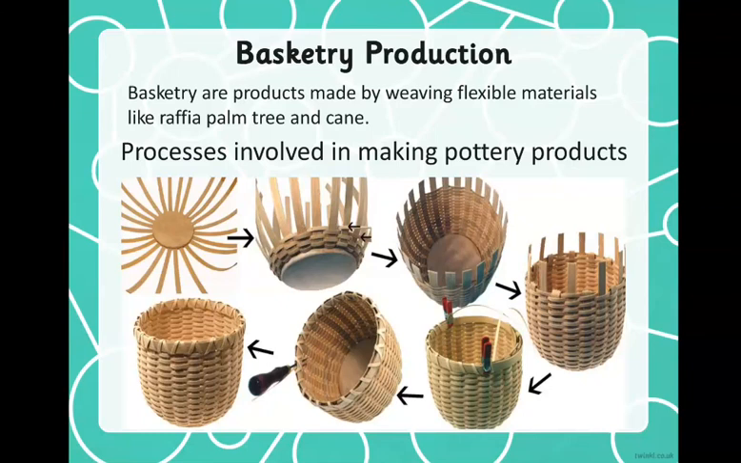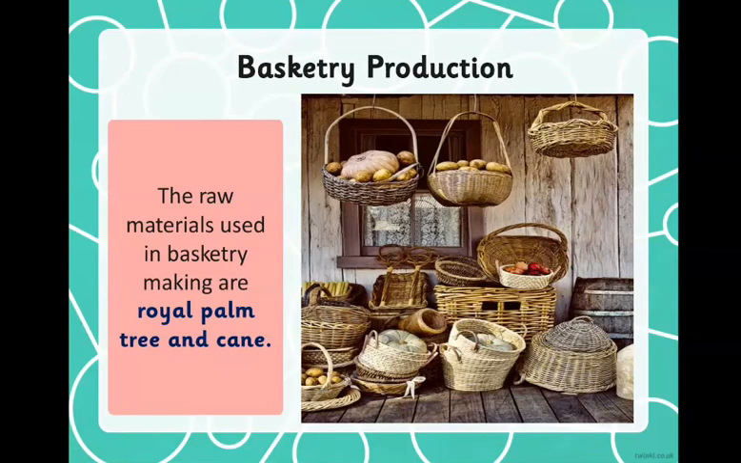Next is basketry production. Basketry products are made by weaving flexible materials like raffia palm tree and cane. Basketry products can be woven into different shapes and sizes. The processes involved in basketry are shown in the diagram before you. The raw materials used in basketry making are raffia palm tree and cane.